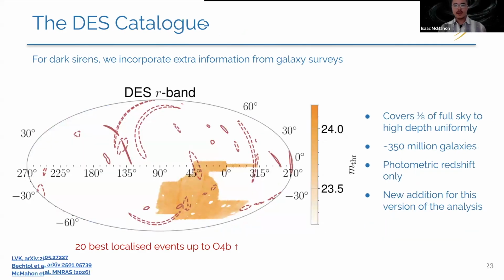But we add a new galaxy catalog. This one is the Dark Energy Survey, or DES catalog. This catalog has a bit of a different philosophy. It covers 1/8 of the full sky, so a much smaller area than the previous GLADE Plus catalog, but includes 350 million galaxies that all have photometric redshifts. So it goes much deeper in distance than the GLADE Plus catalog, even though it's a much more limited survey. This is a new addition for this version of the LVK analysis, and we compare what kind of results we get from both of these catalogs.